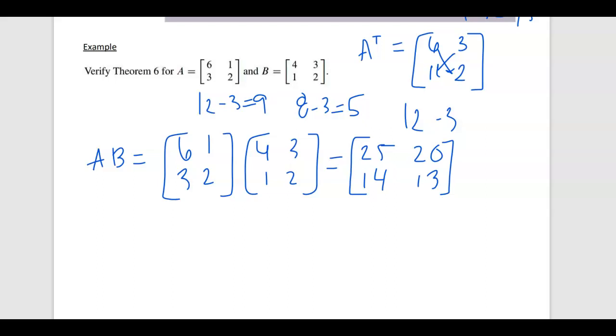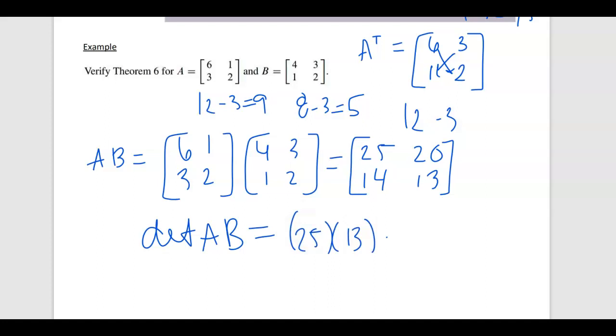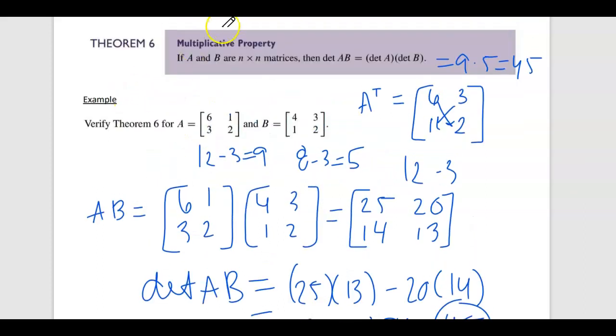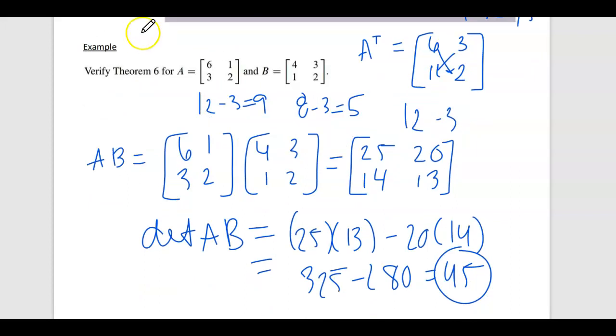All right, if I take the determinant of AB then, I get 25 times 13 minus 20 times 14. That gives me 325 minus 280, which is 45. Now you can't just have one example and be like, oh, theorem is proved, but it's just telling you to use these two to show that this theorem does actually work, which is pretty cool.